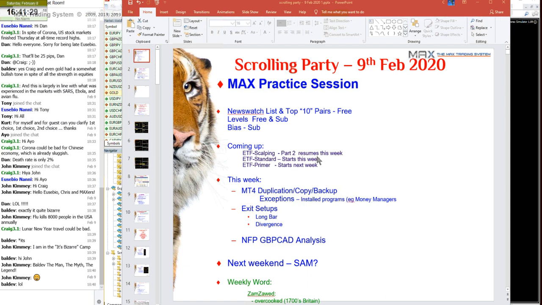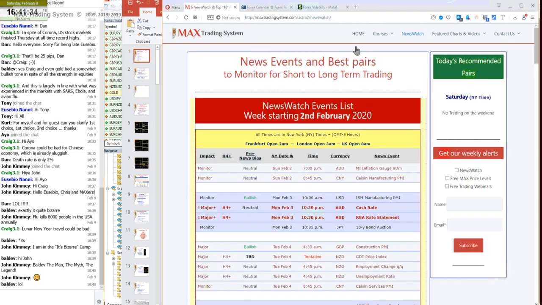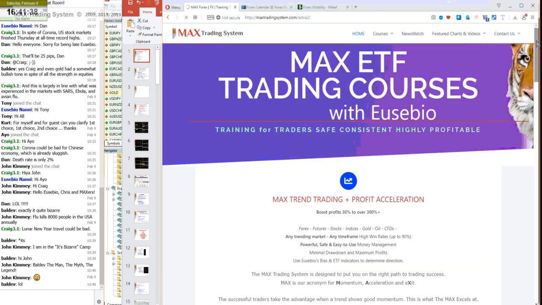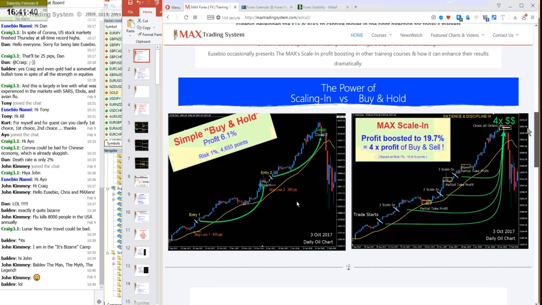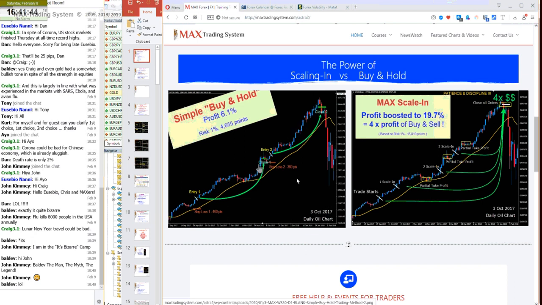And to give you a very quick idea while I'm here, here's just a quick chart of what a primer can do on a movement. So this was oil back in 2017. There were a couple of entries here, and it produced a profit of 6% over that period, if you were risking 1%. So it made 4,500 points out of that particular movement from two trades on it.